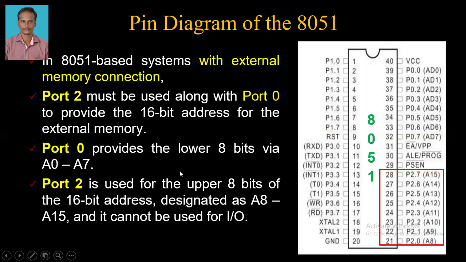And next, port 2. In 8051 based systems with external memory connection, port 2 must be used along with port 0 to provide a 16-bit address for the external memory. In this case, port 0 provides the lower 8 bits via A0 to A7. And port 2 is used for the upper 8 bits of the 16-bit address, designated as A8 to A15, and it cannot be used for IO in this case. This port 2 uses pins 21 to 28 of the 8051 microcontroller.